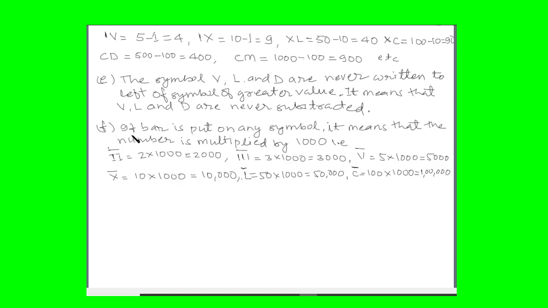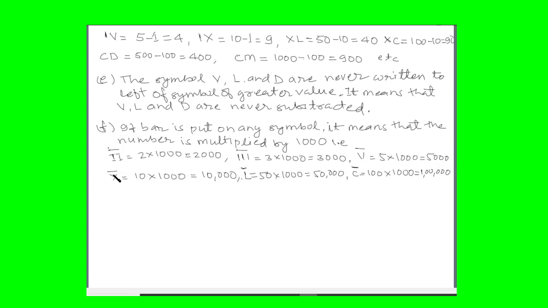Rule F. If bar is put on any symbol, it means that the number is multiplied by 1000. That is, if we put bar on II, then this is equal to 2 multiplied by 1000 is equal to 2000. If III, which is equal to 3, then we put bar on it, then this is equal to 3 multiplied by 1000 equal to 3000. If we put bar on V, and V is 5, so 5 multiplied by 1000 equal to 5000.